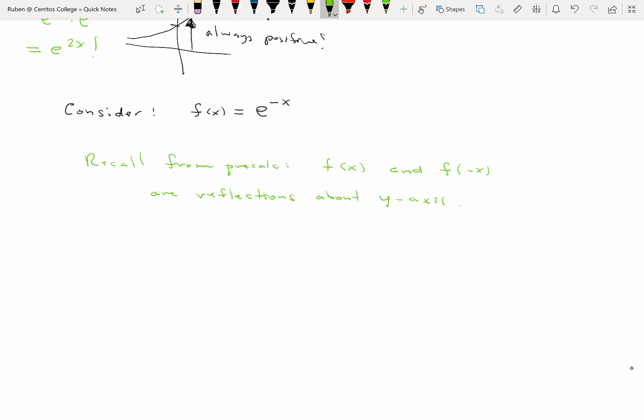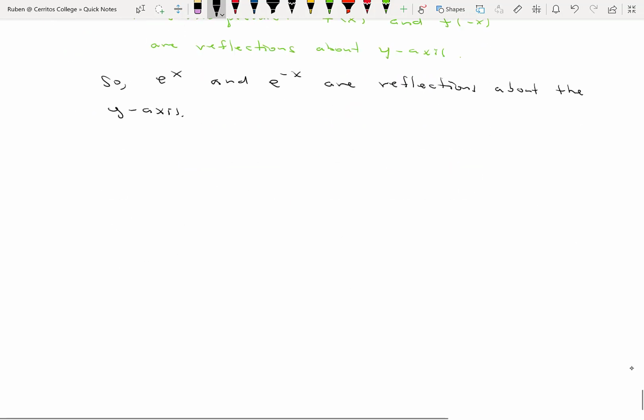So back to our course. E to the x and e to the negative x are reflections about the y-axis. This is important. This little example is a very important example in the sciences.